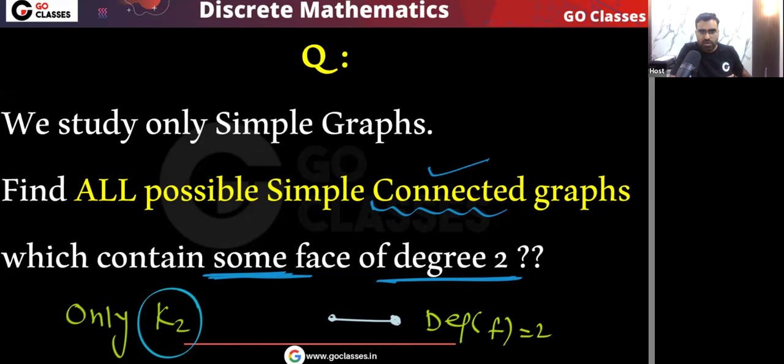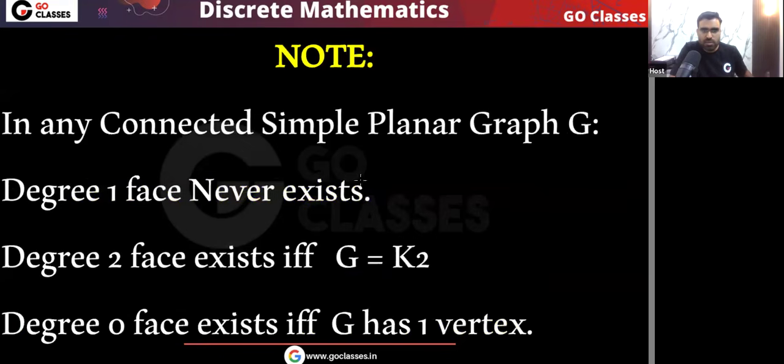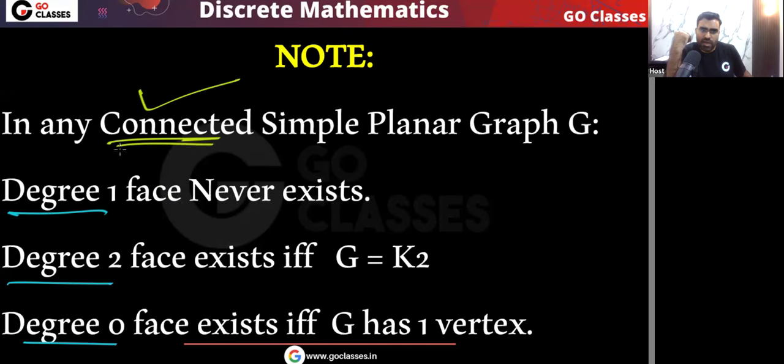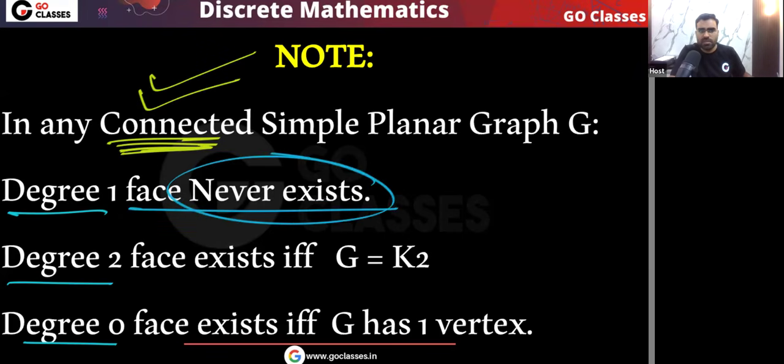So very simple point. So ultimately this is the conclusion. These conclusions are important. Read this. Basically, degree 1, degree 2, degree 0 faces, these are very limited. Please understand. If your graph is connected, think about it. If your graph is connected, I'm talking about a connected graph. Now a degree 1 face can never exist. Yes or no?